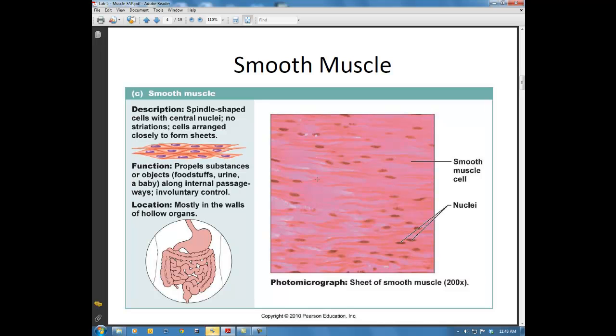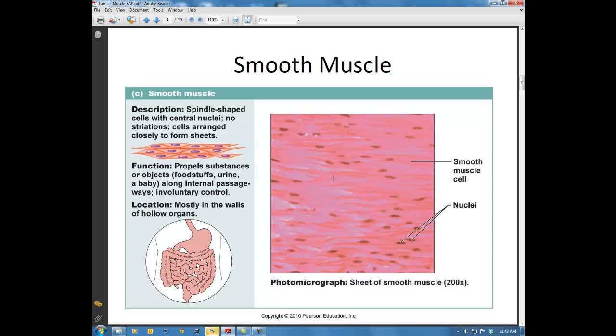The next muscle type is smooth muscle. Smooth muscle does not have any striations. That's probably the most characteristic feature of smooth muscle. And if you look at individual smooth muscle cells, they're pointed on the ends. So we say they are spindle-shaped. Spindle-shaped just means that they are narrow on the ends, narrower on the ends than they are in the middle.